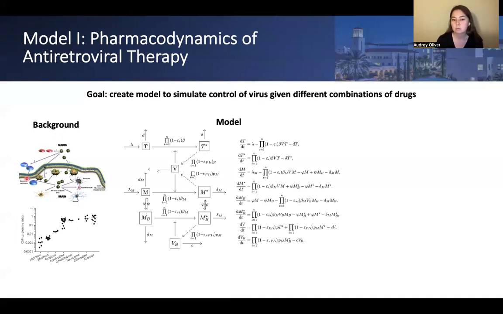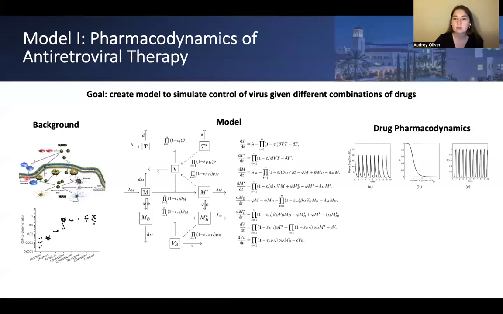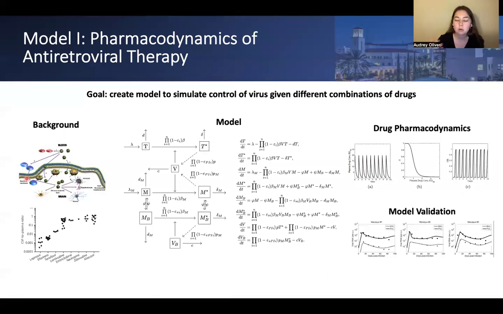And then we incorporate the pharmacodynamics, or what happens to that viral amount when you are taking medication. And so with that in mind, we then can look at the pharmacodynamics of the drug, and then of course, validate our model against some experimental data. And so taking this model a step further, we then want to see, are some combinations of drugs more effective at controlling HIV in both the blood and the brain than others?